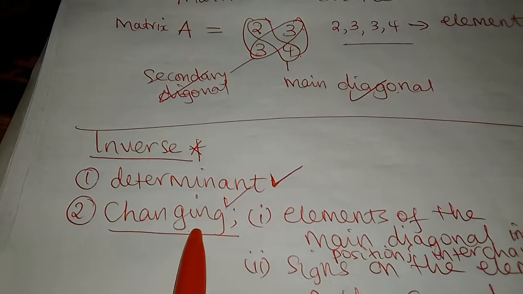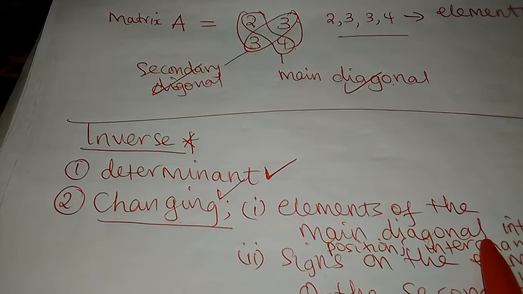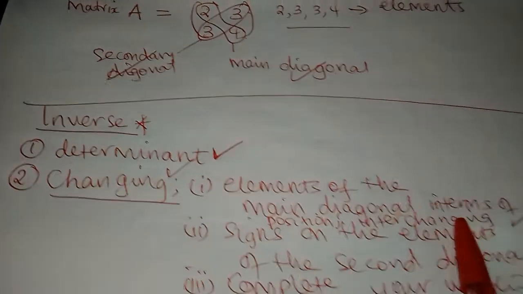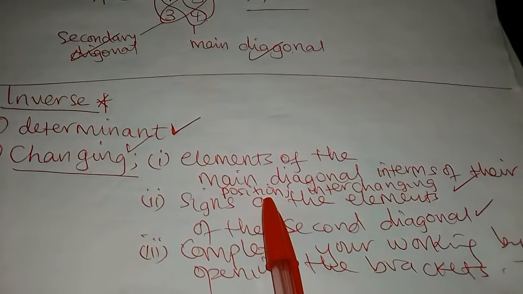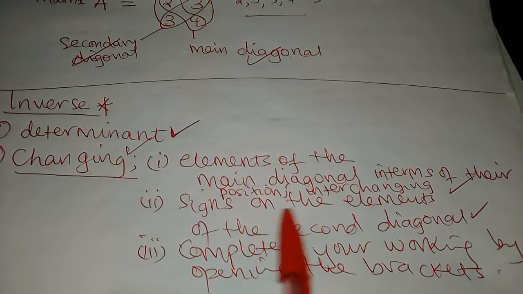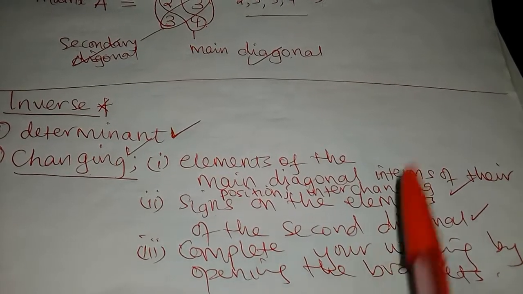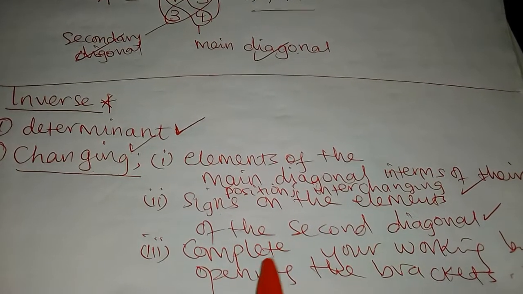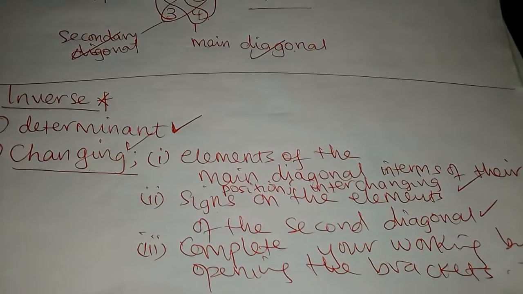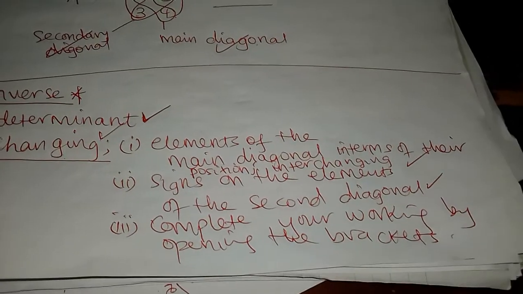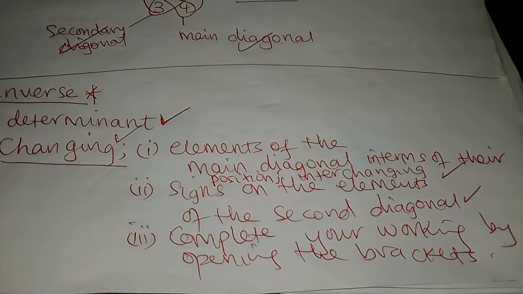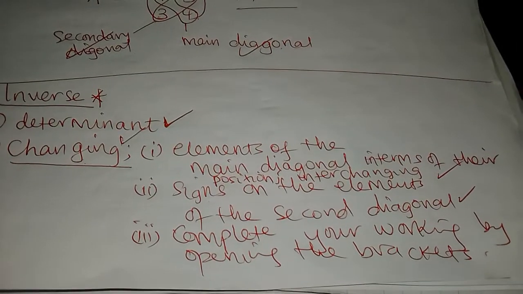You make some changes to the elements of the main diagonal. How do you do the changes? By interchanging those elements, so you change their position. Number 2, the signs on the elements of the second diagonal also change. Of course, if they are all positive, they become negative. Then complete your working by opening the brackets. So you will have arrived at the final answer in as far as getting the inverse of a matrix is concerned.